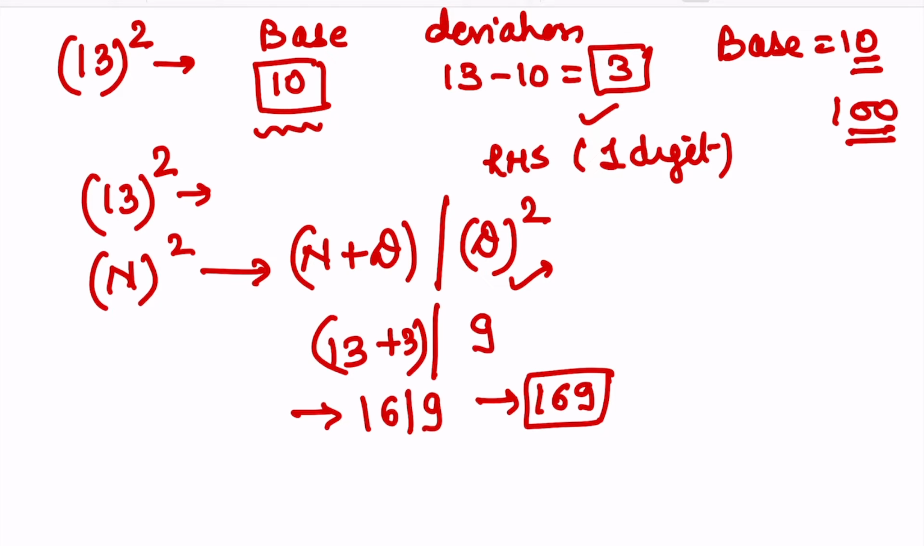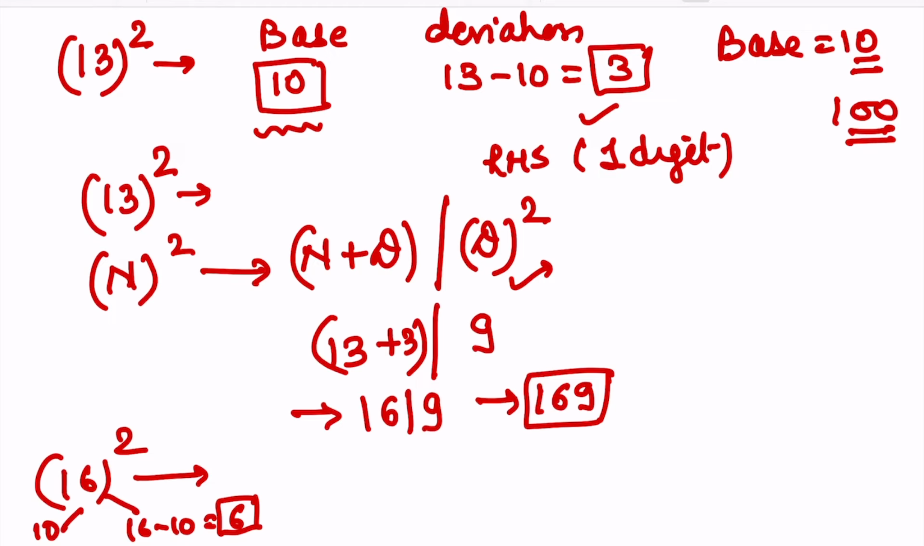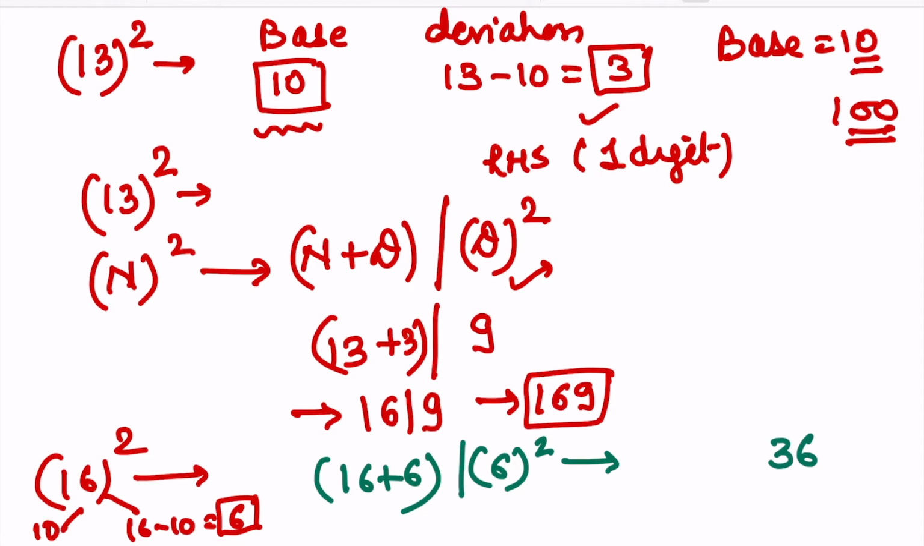Similarly, I can calculate the square of another number. Say, take an example of 16 square. Now, 16 is close to the base 10. So, I'll write base as 10 and deviation 16 minus 10, which is equal to 6. So, the square of 16 will become number plus deviation and deviation square. Now, in this case, the square of 6 is 36. I'll write here 36 and 16 plus 6 is 22.